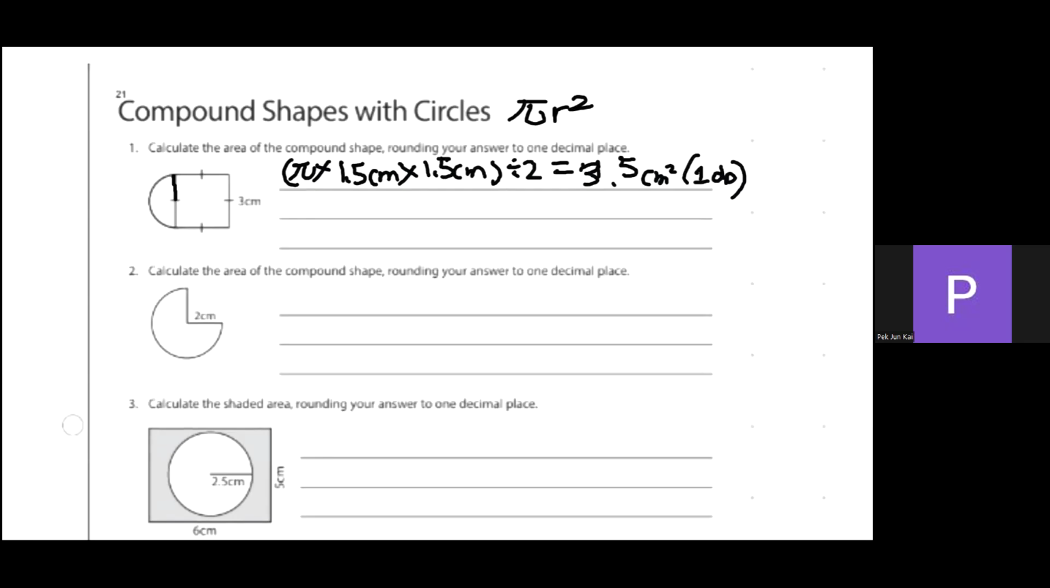So now we calculate the area of the square. 3 cm times 3 cm, we would get 9 cm square. So the area of the whole shape would be 9 cm square plus 3.5 cm square. We would get 12.5 cm square.